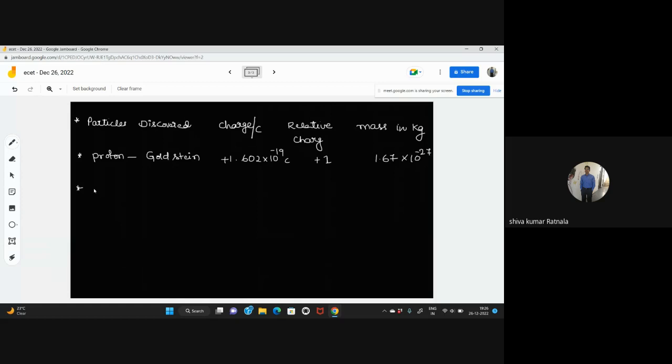Next, electron. Electron was discovered by J.J. Thomson, and charge of electron also same, but only sign is different. 1.602 into 10 to the power of minus 19 coulombs. Relative charge is -1, and mass of electron is 9.11 into 10 to the power of minus 31 kg.